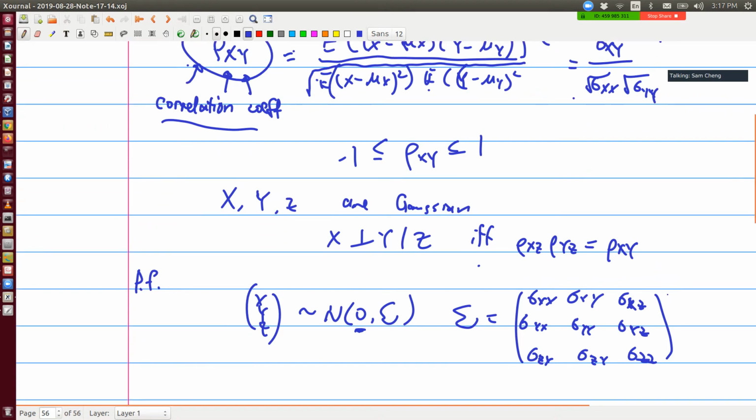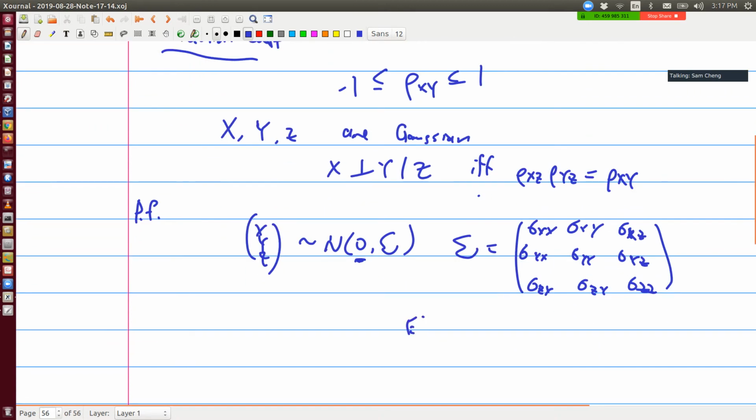Each of these sigma, xy for example, is just what we have written earlier: x minus mu x times y minus mu y. Are x, y, and z vectors or not? Oh, they are scalars. Here I am showing scalars. Not vectors.